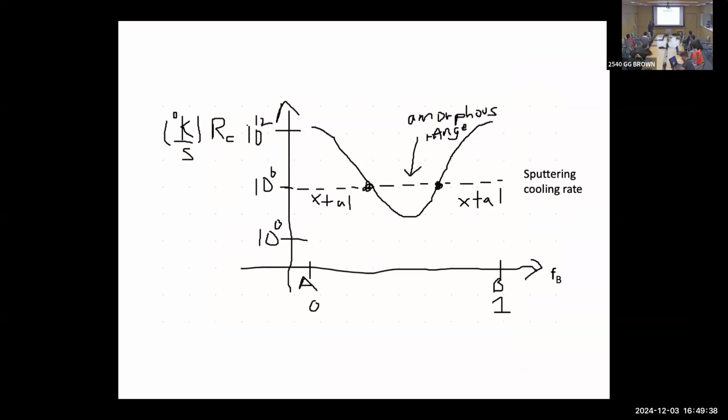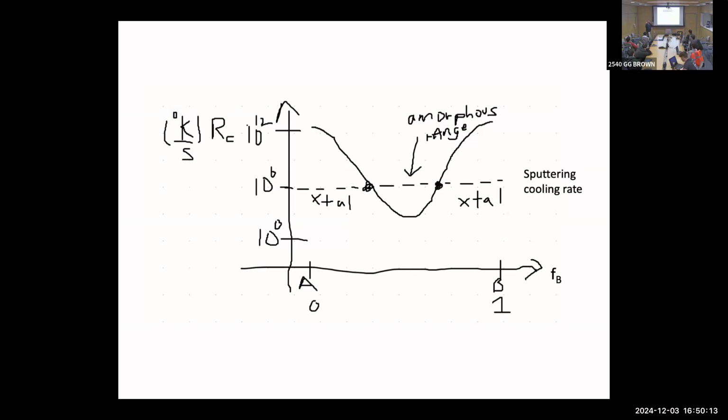So I spent lots of hours preparing this slide. I write it this way because it's a schematic idea, so you get it across schematically. Again, I have the critical cooling rate, and then I have the fraction of B. So 0% B, 100% B. The combinatorial sputtering technique is like a single slice in the critical cooling rate.